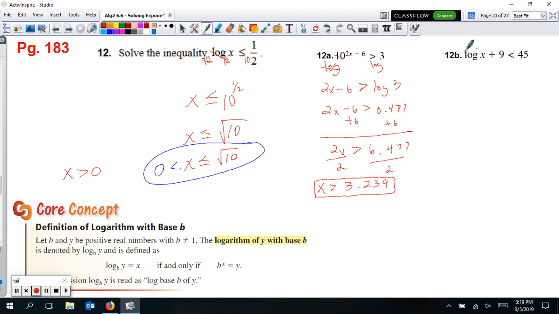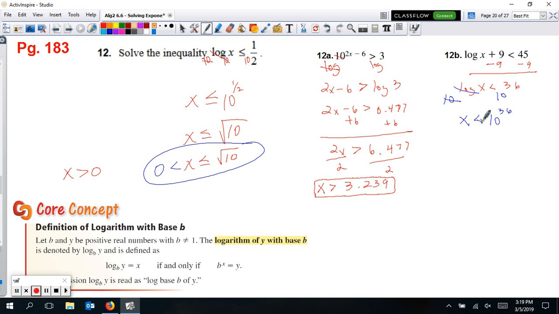This one, 12b, go ahead and write this one down. We've got to first get the logarithm by itself, so I've got to subtract 9 from both sides first. That way I've got log x is less than 45 minus 9, it's 36. Now I'm going to zap this with 10. This is log base 10, so I'm going to zap it with a 10. Let's use a different color here, so 10 here. It cancels this out, frees my x here, less than, and this is going to be 10 to the 36th power.